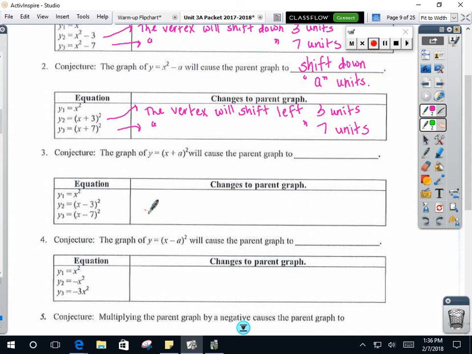Okay, but before we write that, let's go back up and do the conjecture here. The graph of y equals x plus a squared will cause the parent graph to shift left a units.